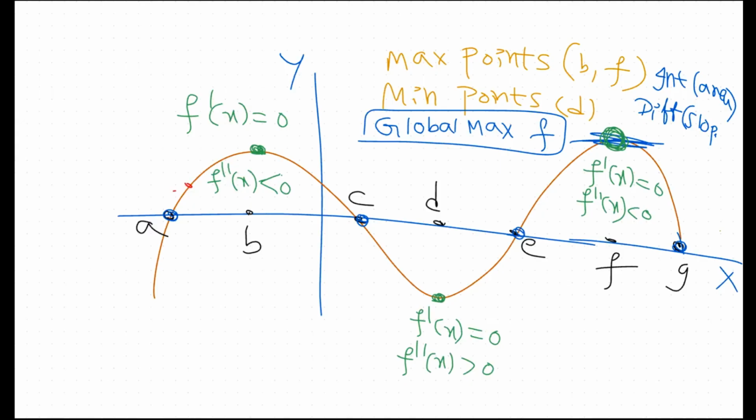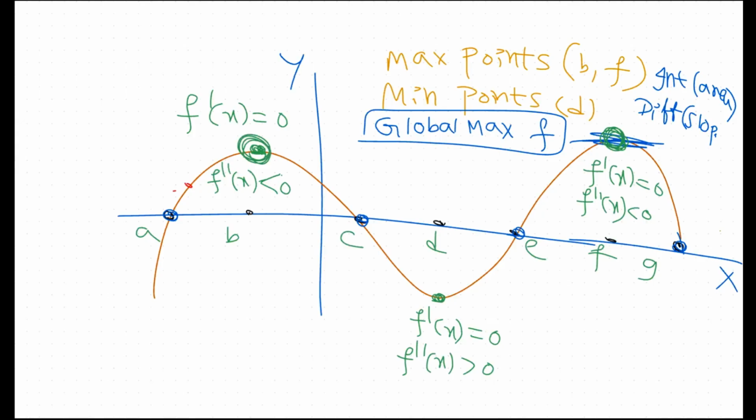By this time, I already told you, becoming good in graphs is your career. I'm telling you. So tell me, this is A, B, C, D, E, F, G, right? What can you tell about f of x at B? Is f of x 0 or not at B?